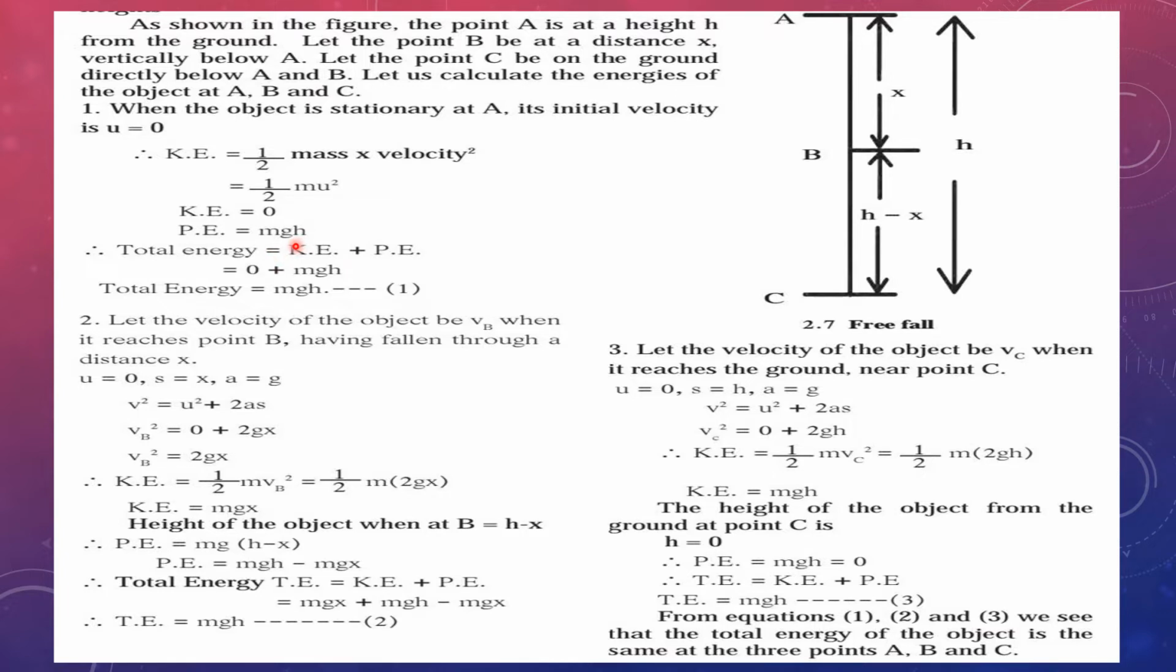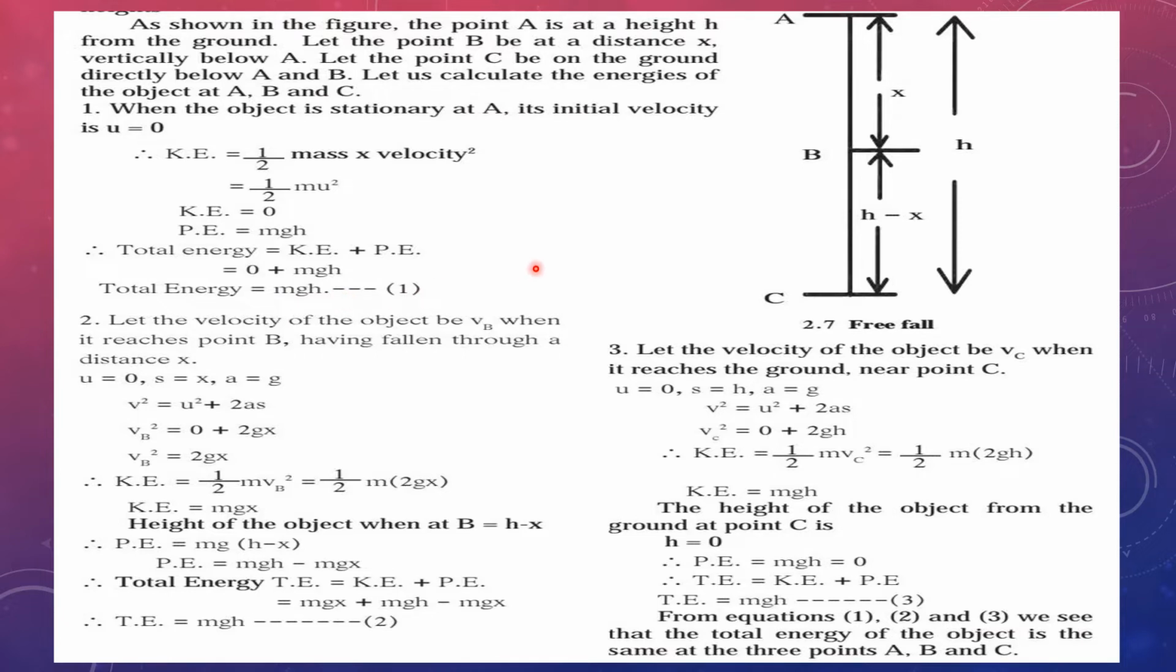Now to calculate the total energy, we have to add these two energies, that is kinetic energy and potential energy. So kinetic energy plus potential energy is equal to 0 plus mgh, and is equal to m into g into h.